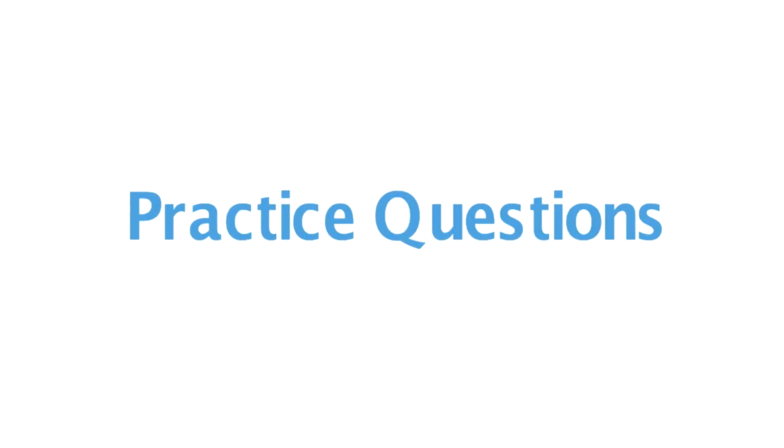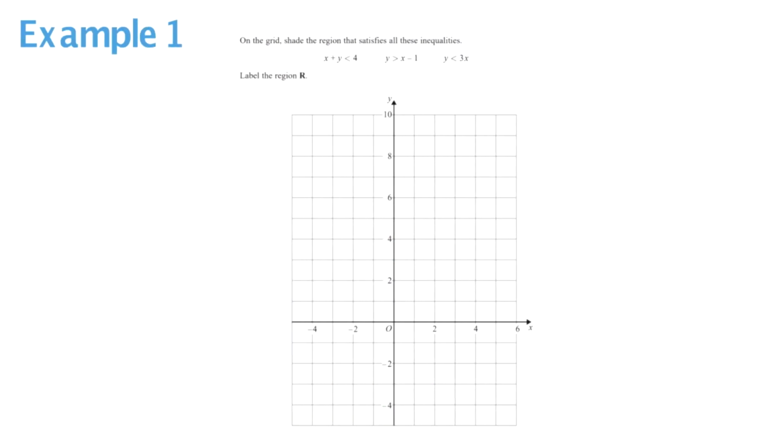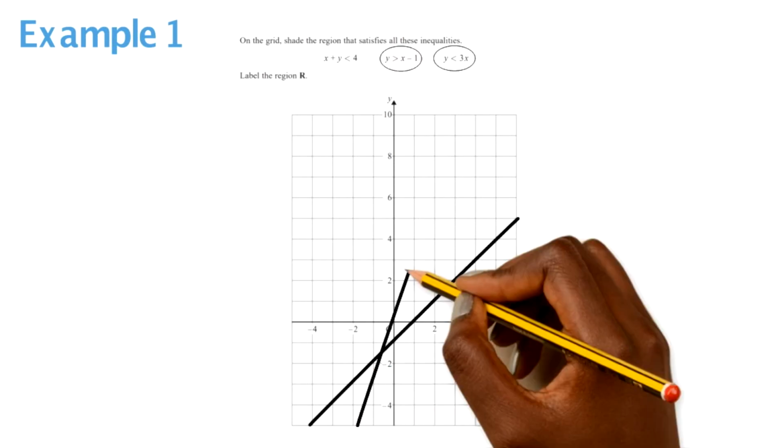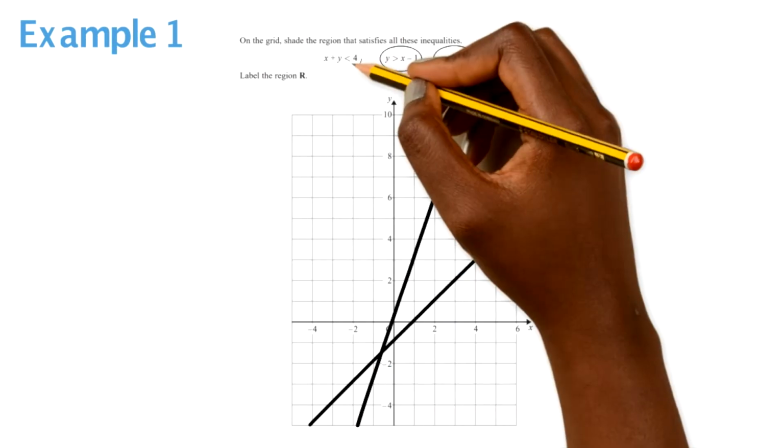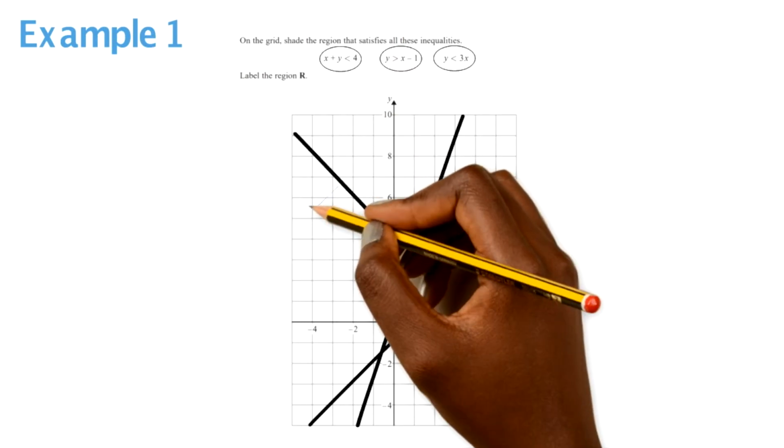So going into practice questions. Example 1. In this example, it's given us 3 inequalities, and it wants us to label the region R. So we're going to draw each of the lines on the graph. The first one that we're going to draw is the y is greater than x minus 1 line. So we've drawn the y is equal to x minus 1. Then we're going to draw the y is equal to 3x. It makes it easier when you draw the equal lines and then get onto the greater and less than signs. And then we've drawn the x plus y is equal to 4 line.